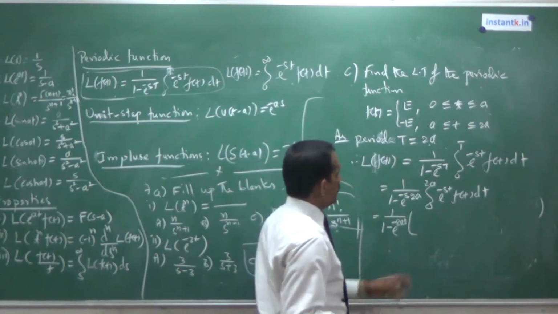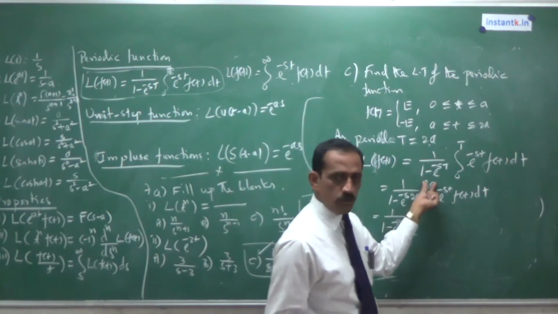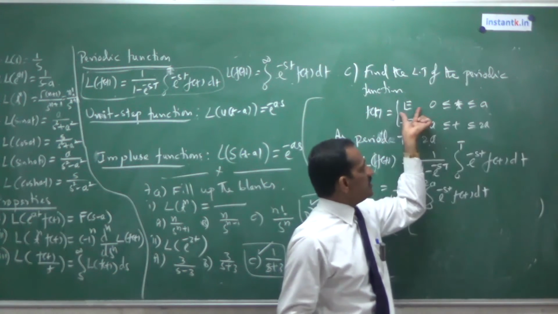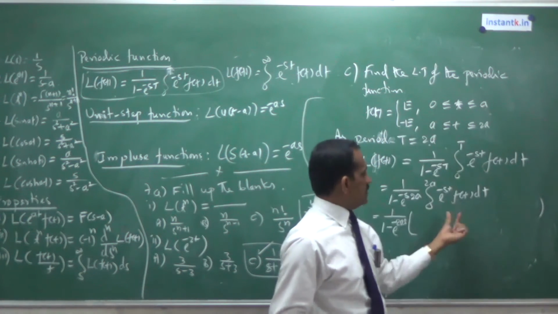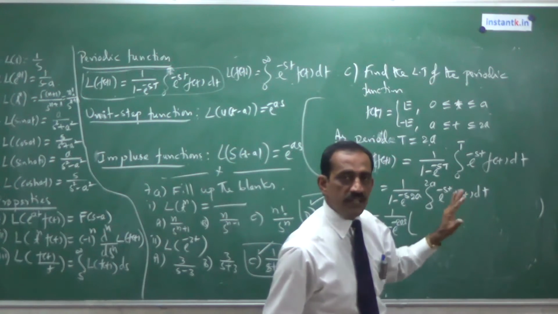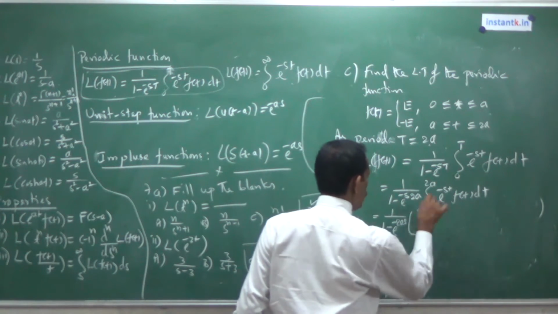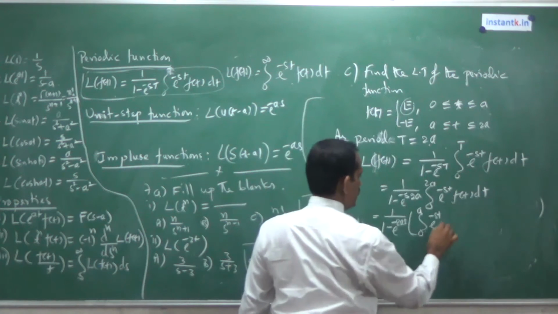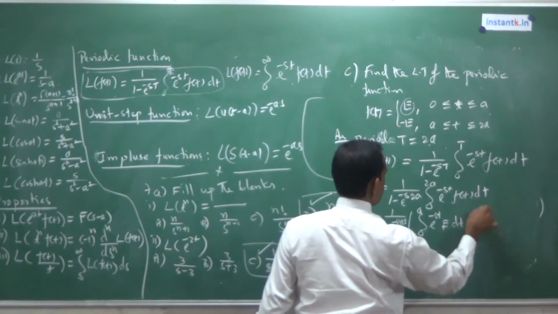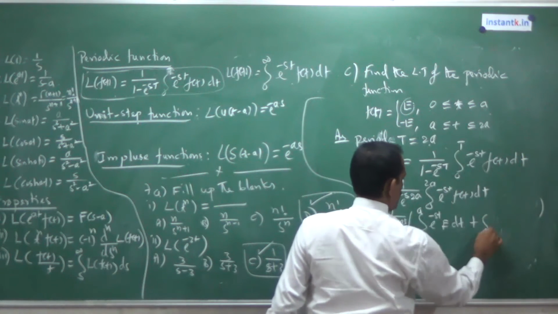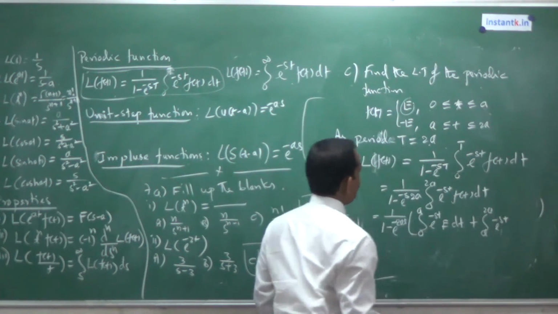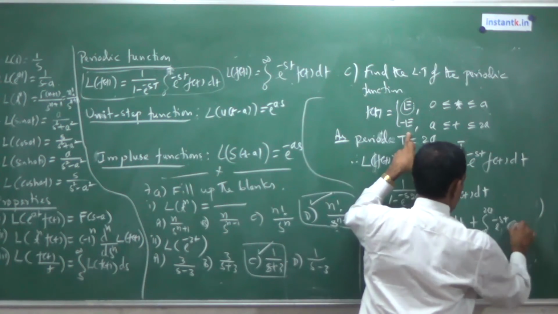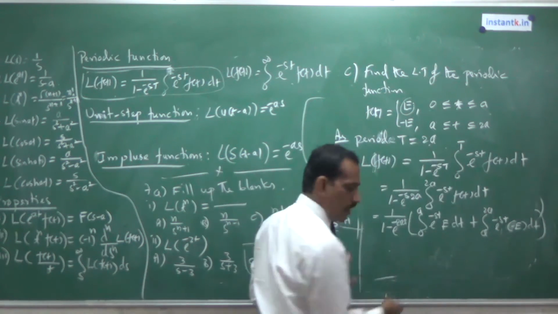in order to get the integral where it is defined, we need the integration from 0 to 2a. But f(t) is not unique from 0 to 2a. From 0 to a, that is E; a to 2a, that is minus E. That is the value of f(t). So you split this integral into two parts. One is 0 to a, e power minus st into f(t), which is E. Plus, then integrate from a to 2a, e power minus st into f(t), which here is minus E, into dt. E is common, you take it outside.